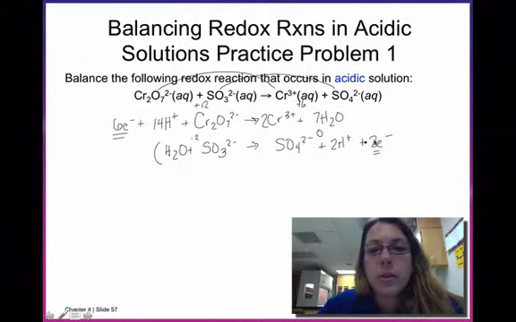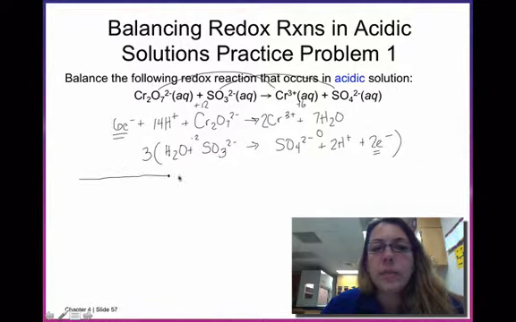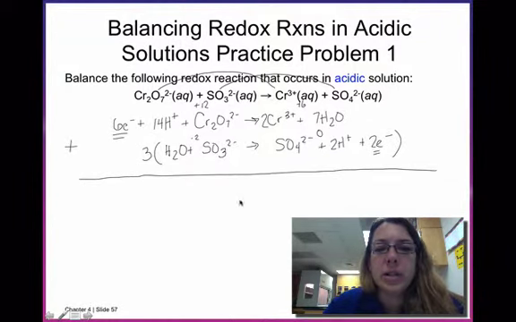So what you're going to do is multiply that whole second reaction by 3. That way your electrons will be 6 and they will cancel each other out. So I like to draw a line because it's like I'm going to do a big addition now. And I'm going to take all my reactants and put them together, all my products and put them together into one huge reaction right here.